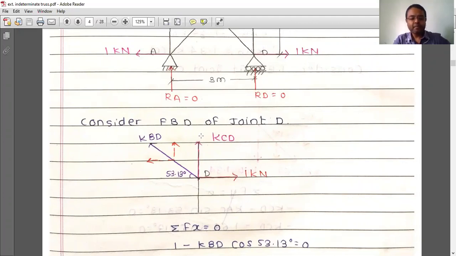We can't apply the zero force member rule over here. For the zero force member rule, one of the members must be collinear with the force. Here the applied force is horizontal, and this member is inclined, and this member is vertical. So there is no collinearity between the members and the force. That's why we have to solve joint D.